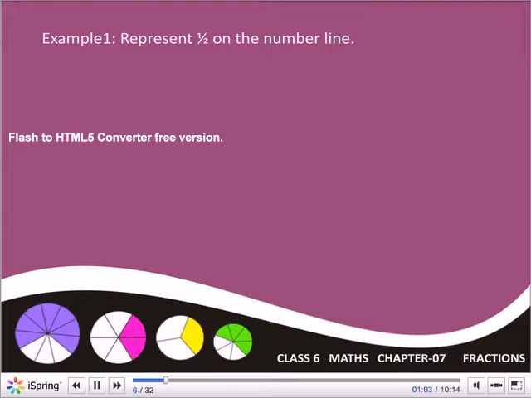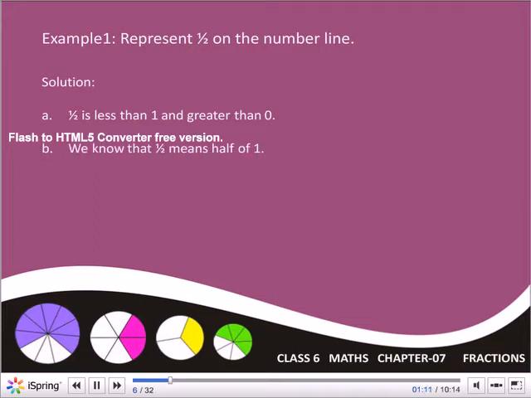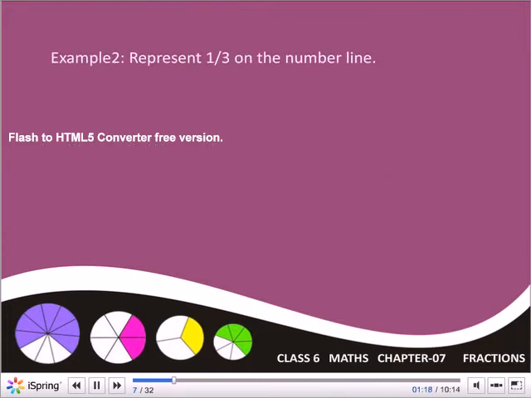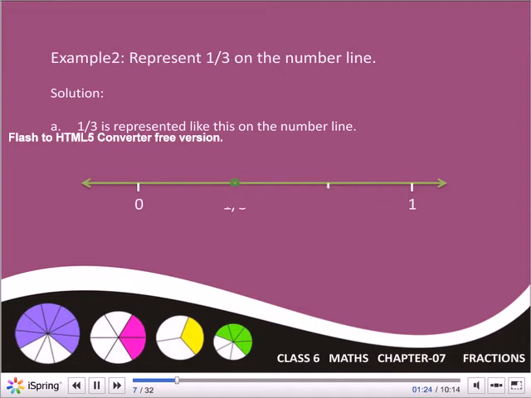Example 1. Represent half on the number line. Solution. Half is less than 1 and greater than 0. We know that half means half of 1. So it will be located exactly in the middle of 0 and 1. Example 2. Represent 1/3 on the number line. Solution. 1/3 is represented like this on the number line.